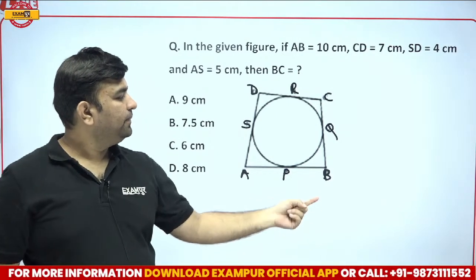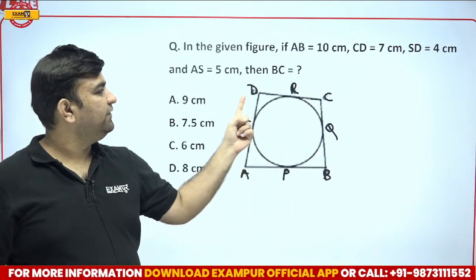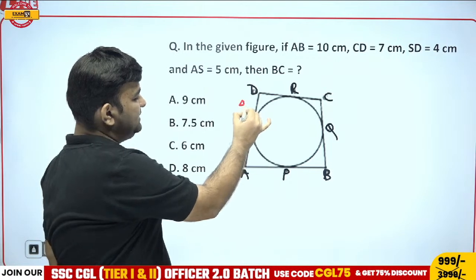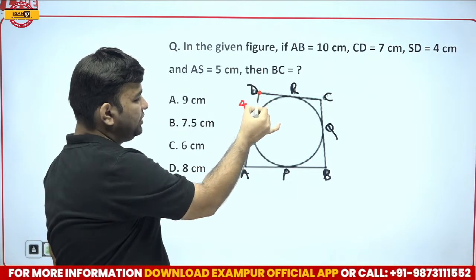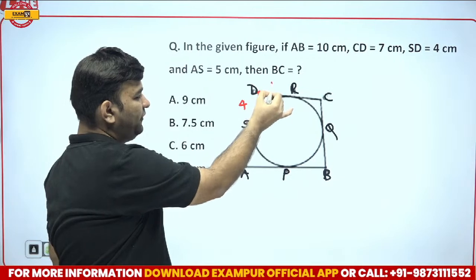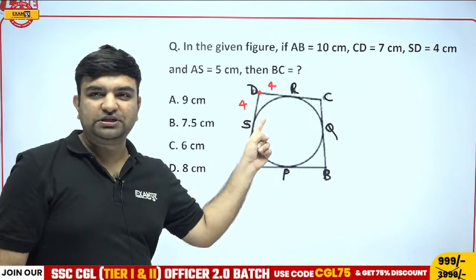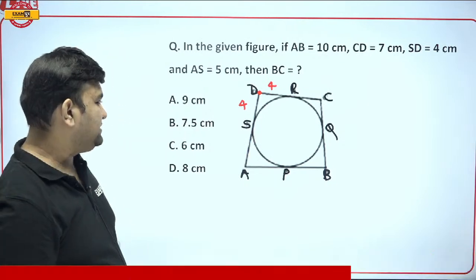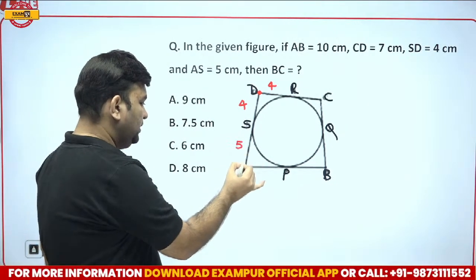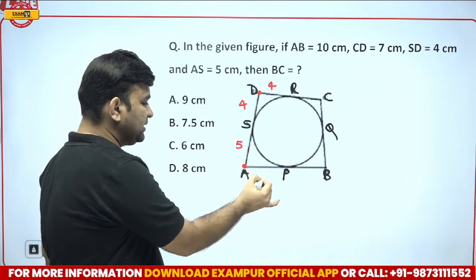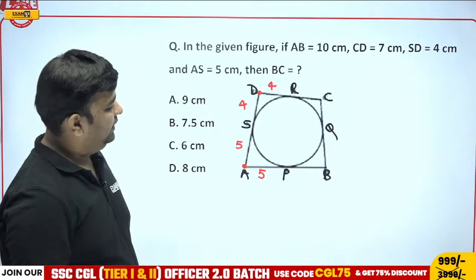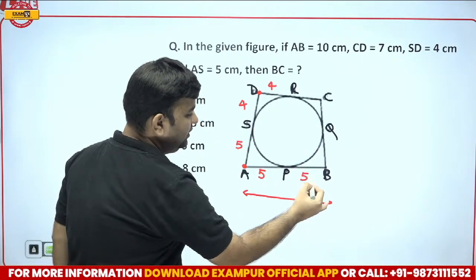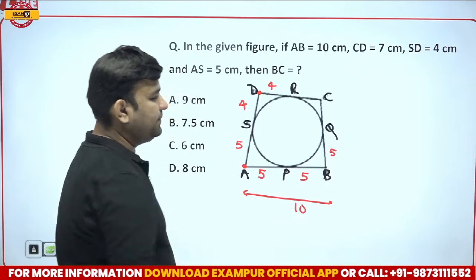AB is 10, CD is 7. Start from SD. SD is 4. From an external point, two tangents should be of equal length. AS is 5. From an external point, two tangents to the circle should be of equal length. AB is 10, so this is again 5. If this is 5, this is also 5.